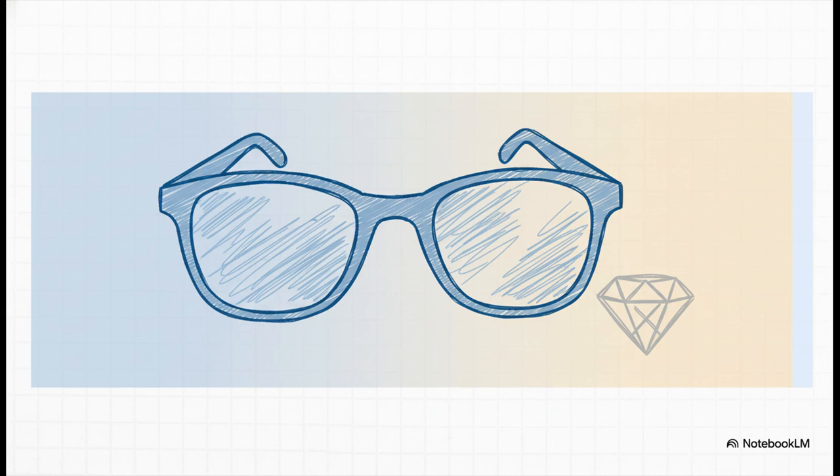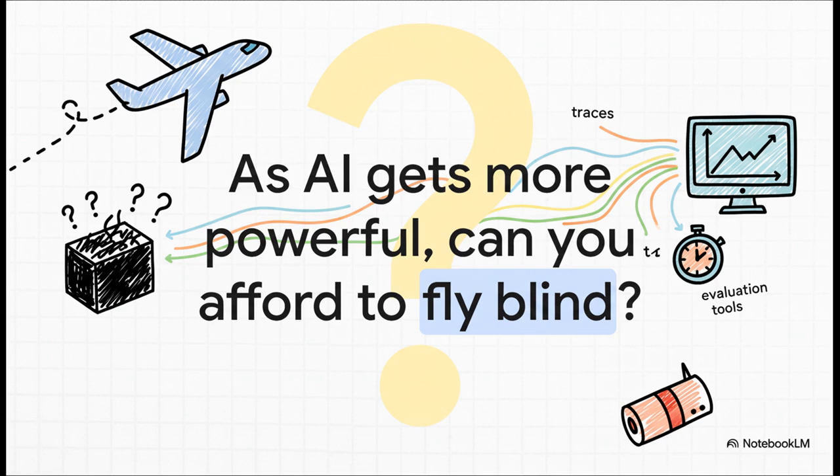We're talking about a fundamental shift from just reacting to fires to proactively engineering quality. As these systems become more common, a tool like this stops being a nice-to-have. It becomes completely non-negotiable. So I'll just leave you with this one question. We started this whole conversation with that terrifying feeling of flying blind. As these AI systems get more and more powerful and woven deeper into our businesses and our lives, can any of us really afford to keep our eyes closed?